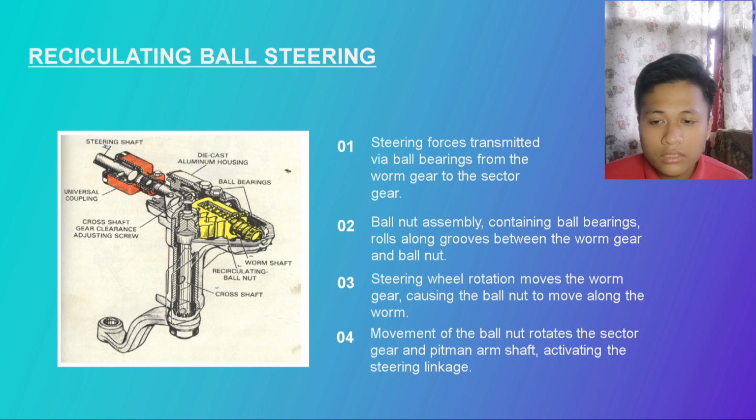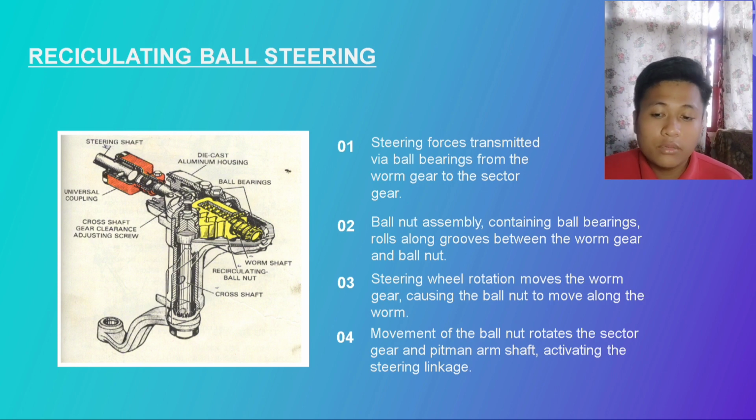A ball nut assembly is filled with ball bearings, which roll along grooves between the worm and grooves inside the ball nut. When the steering wheel is turned, the worm gear on the end of the steering shaft rotates, and movement of the recirculating balls causes the ball nut to move up and down along the worm. Movement of the ball nut is carried to the sector gear by teeth on the side of the ball nut.